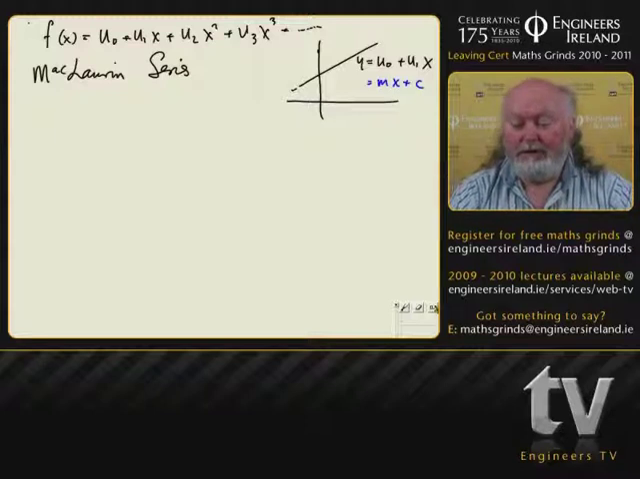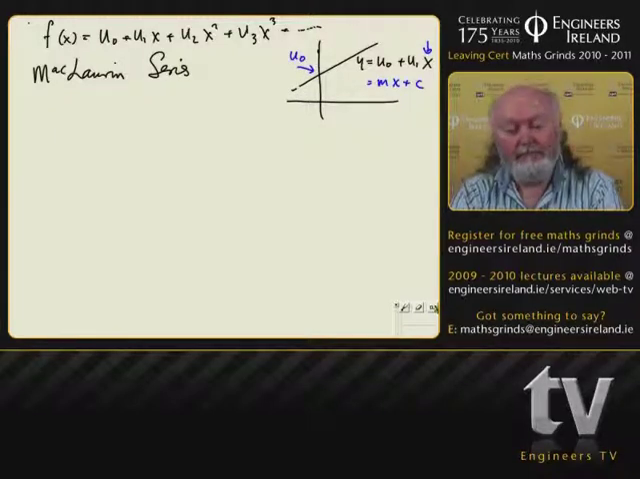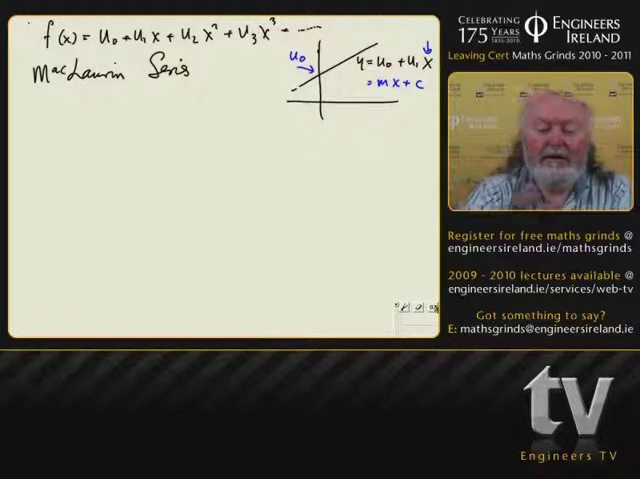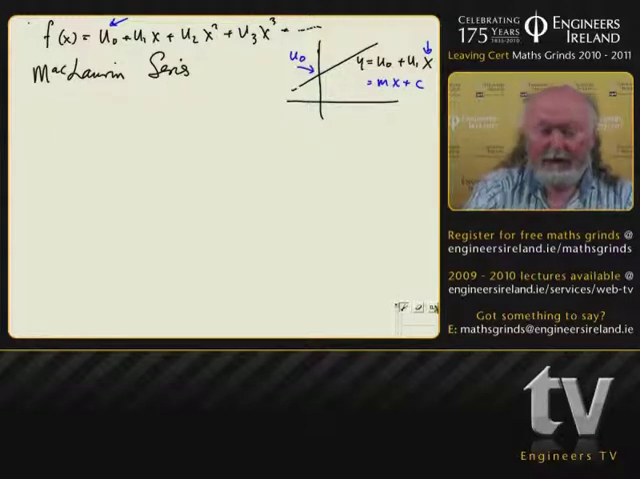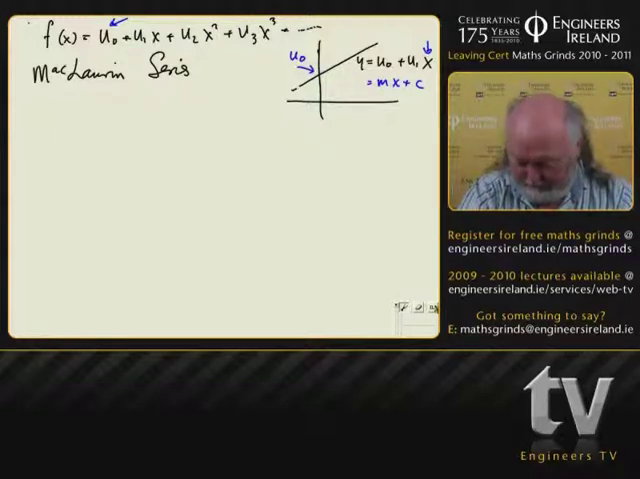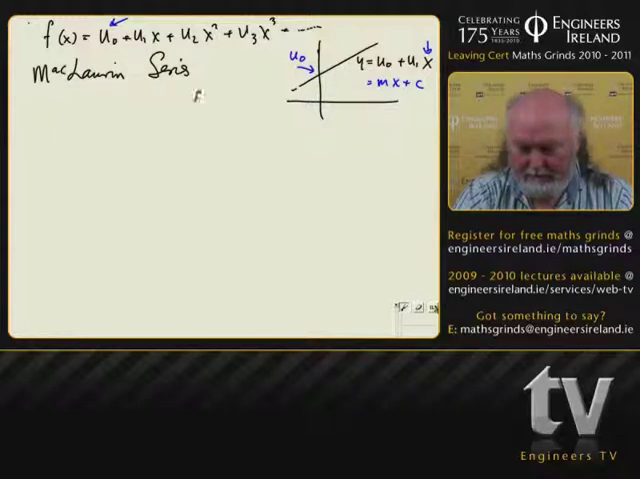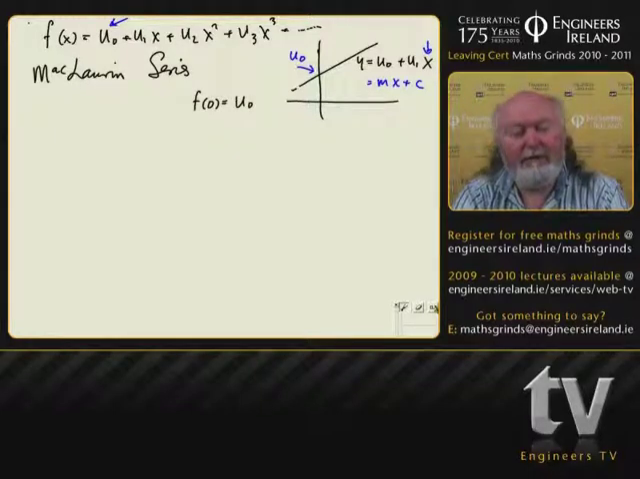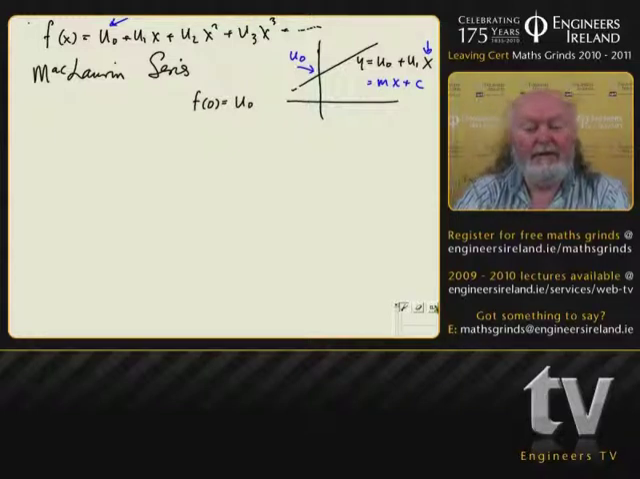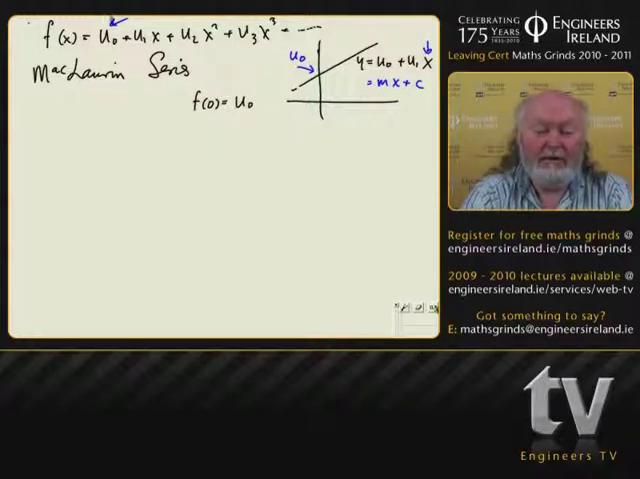What you will notice is when x is 0, y is equal to u0. Okay? So I now actually have a way of working out this guy. We're saying f at 0 is equal to u0. Whatever the function is, put the value of x into it. Whatever you get as an answer is this first coefficient.